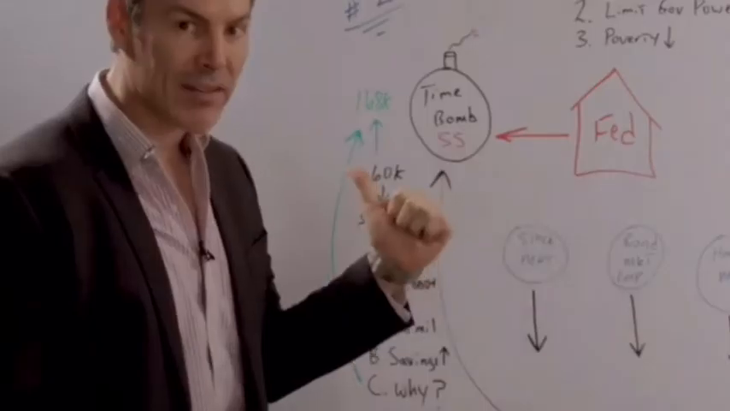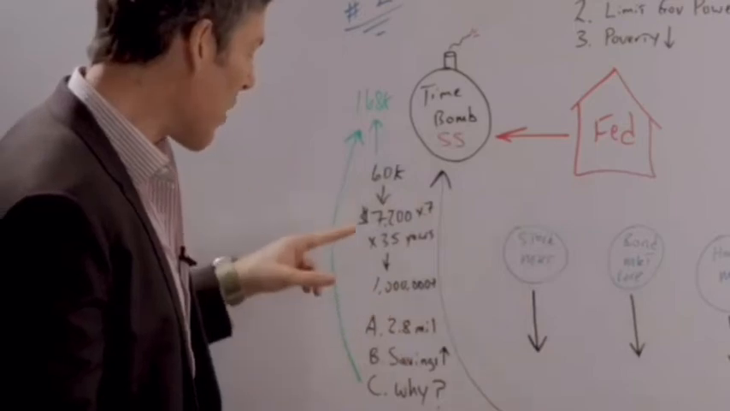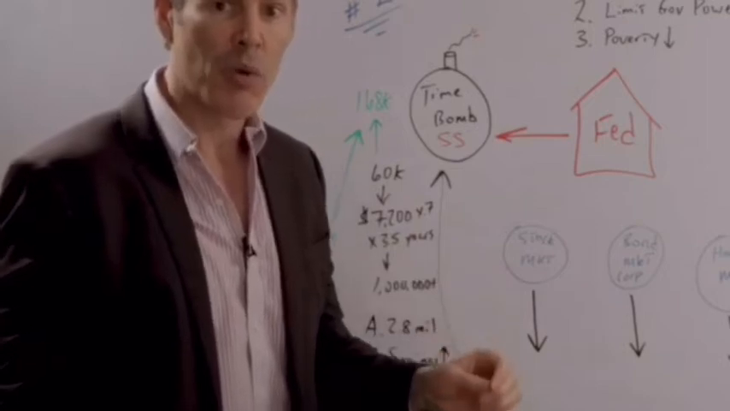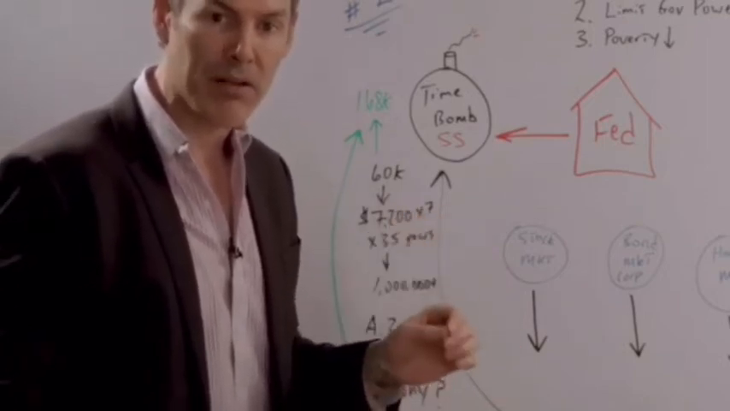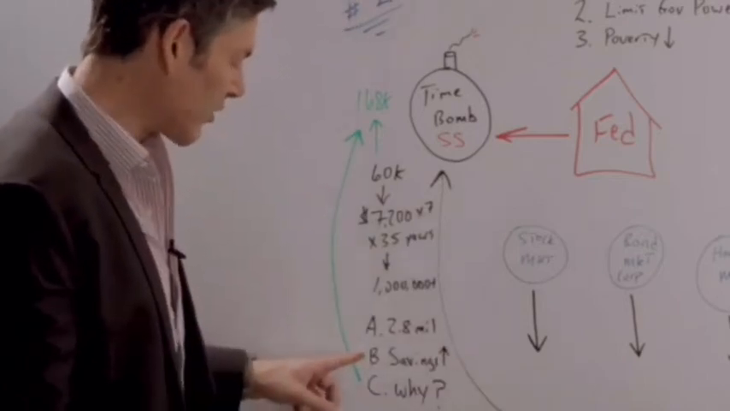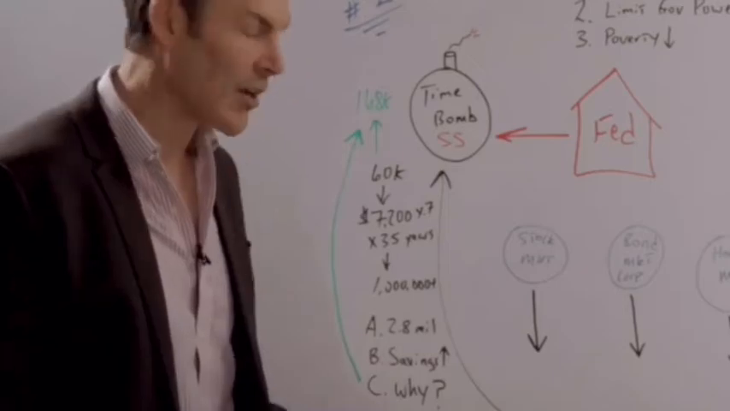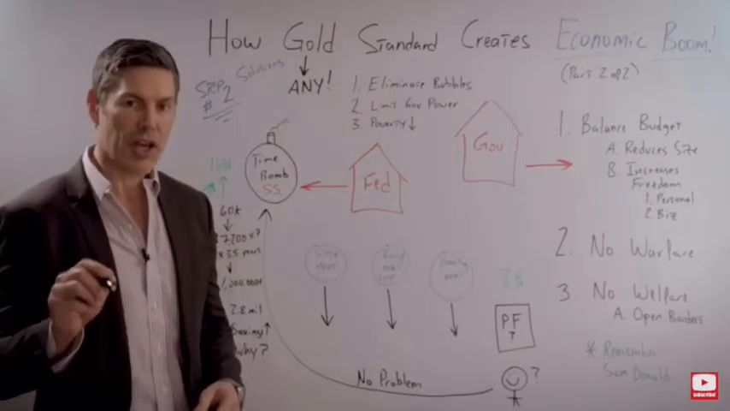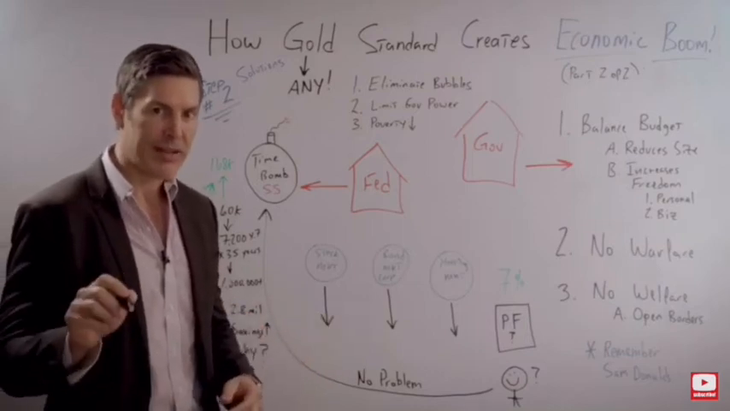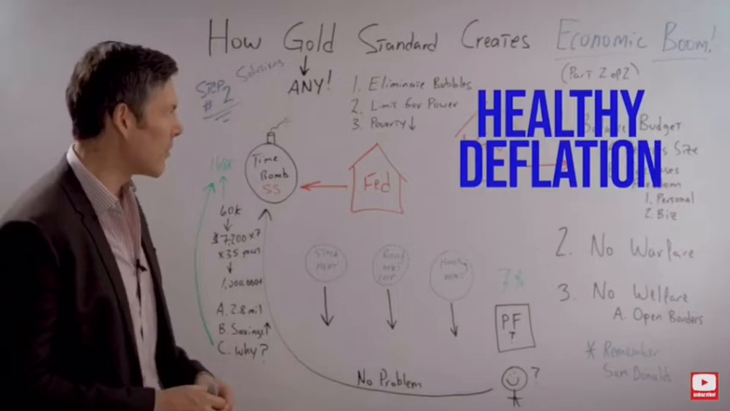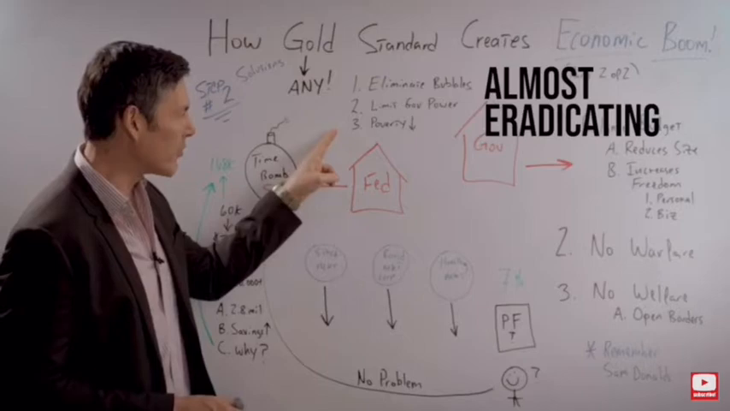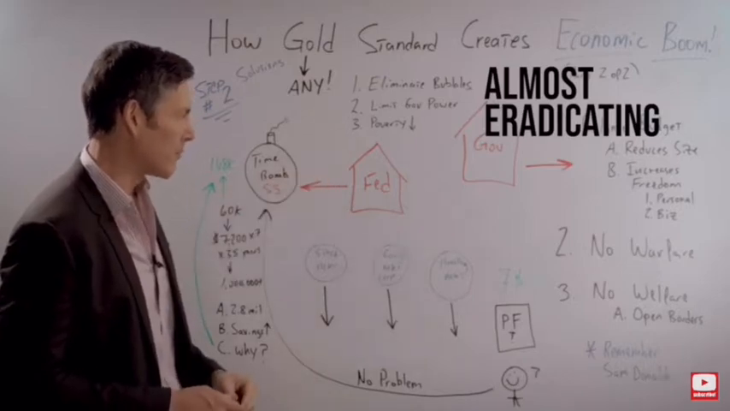And let's go back to step number 1 and remember that the amount that the average household and average person could save each year would go up and up because their bills, their expenses go down and down. So your savings would increase and your purchasing power on that savings would increase as well. So just a few of the benefits of having a limited supply of currency, which creates healthy deflation in the economy, would be eliminating bubbles, limiting government's power, and almost eradicating poverty.